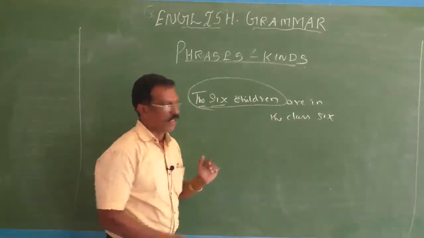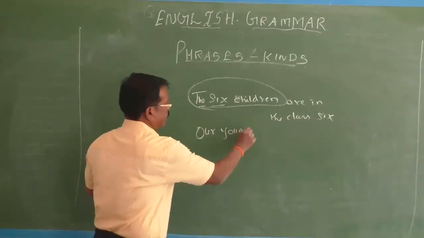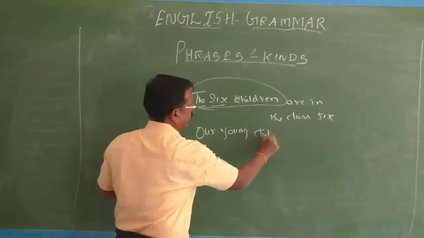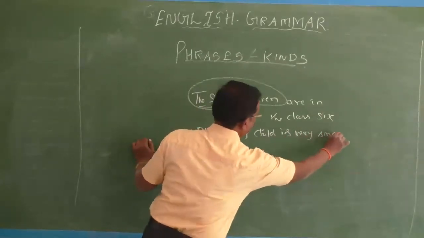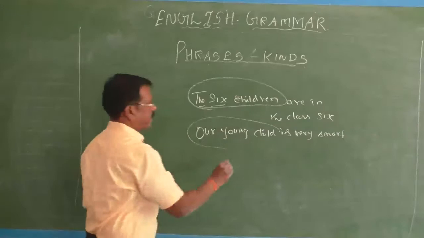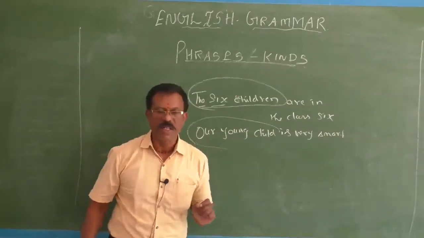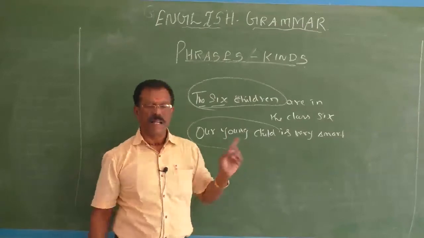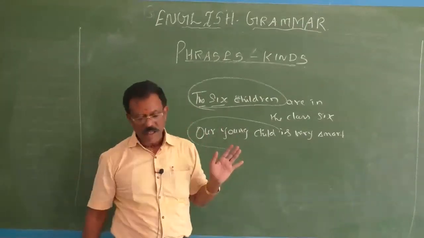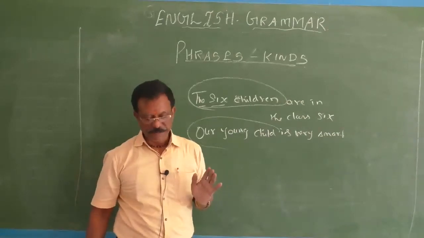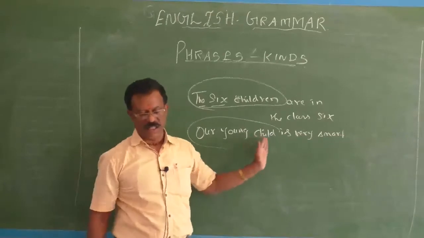Our young children are very smart. Our young child is very smart. In this sentence also, our young child is a noun phrase. Our is a possessive adjective, young is an adjective, and child is the head word. We use pre-modifiers. Then, our young child, 6 young children.